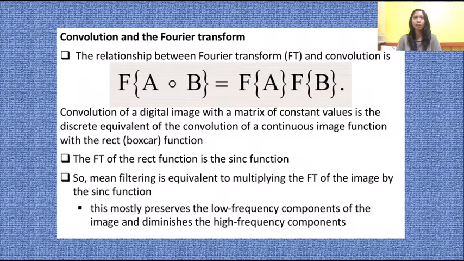Convolution of a digital image with a matrix of constant values is a discrete equivalent of the convolution of a continuous image function with the rectangular boxcar function. The FT of the rectangle function is the sinc function. So mean filtering is equivalent to multiplying the FT of the image by the sinc function. This mostly preserves the low frequency components of the image and diminishes the high frequency components.